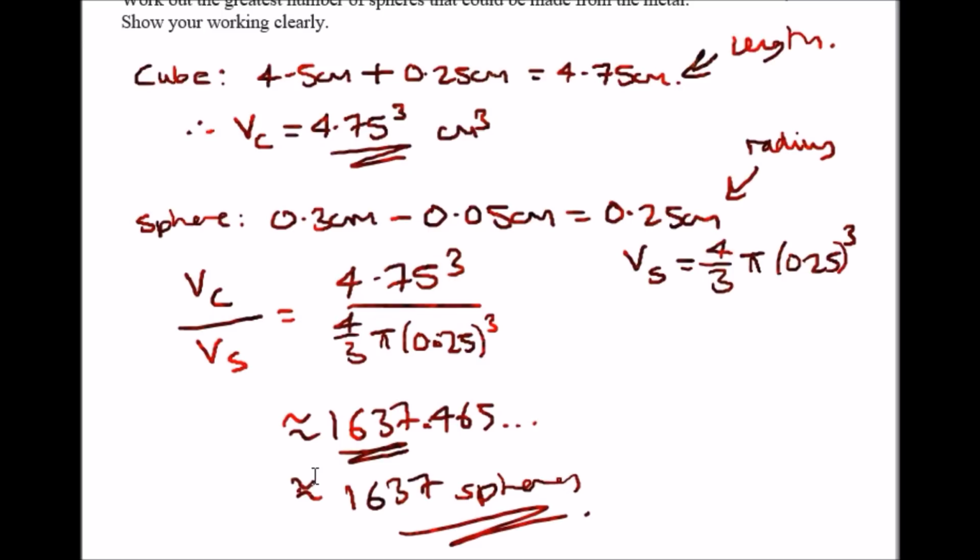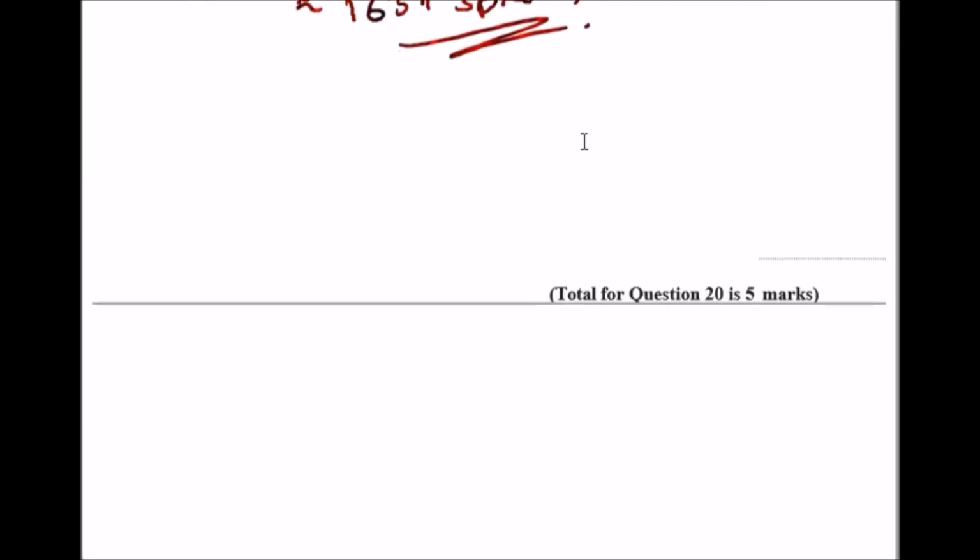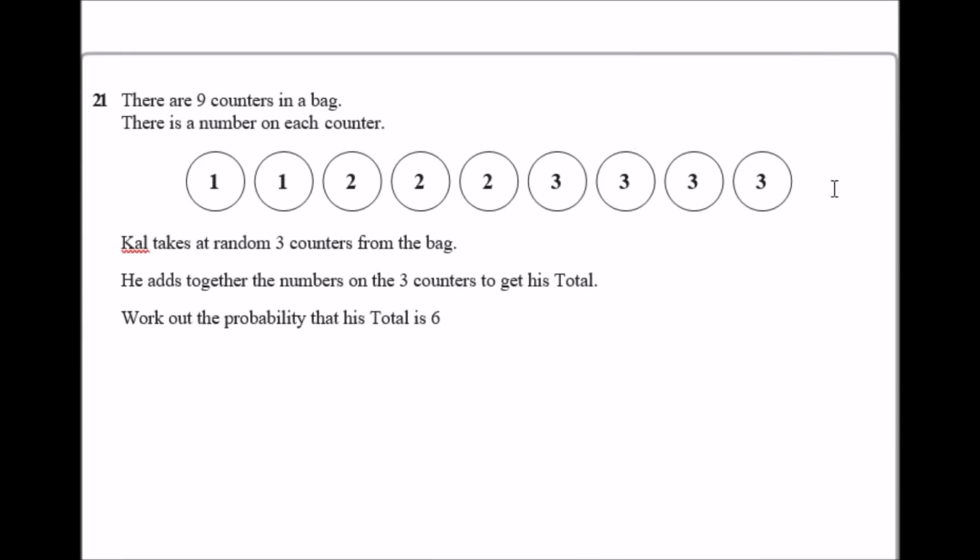Alright, I hope this is actually correct, but this is how I believe the method should be used. Alright, let's move on to the next question. We did really well so far.